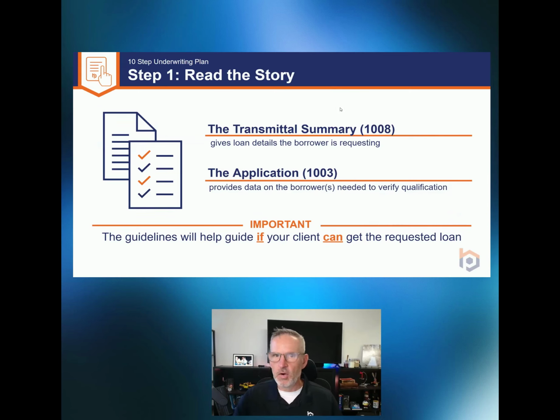Is this an FHA or a conforming loan? Do I have a second home, two borrowers? What am I doing? The 1008 will give you most of that. Now, the application will tell you the story about the borrower you're reviewing.